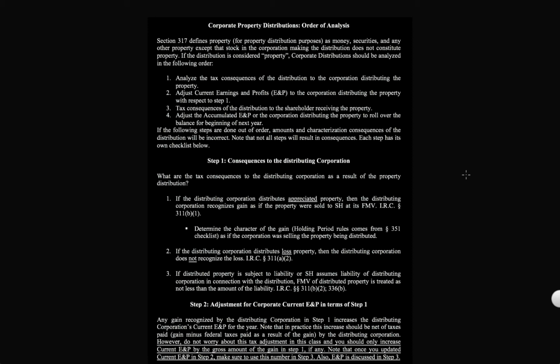Let's consider the first step, the consequences to the distributing corporation. If the corporation distributes property, the corporation must recognize any appreciated amount on that property. So this is when the fair market value of the property exceeds the adjusted basis of the property. It's best to think of it as the corporation is selling it to a third party. Calculate that gain. The character of the gain will be determined just as if the property was being sold to a third party. So characterization, like that, selling to a third party.